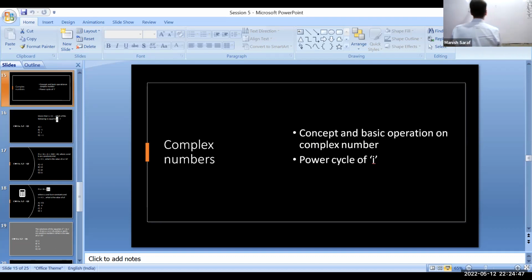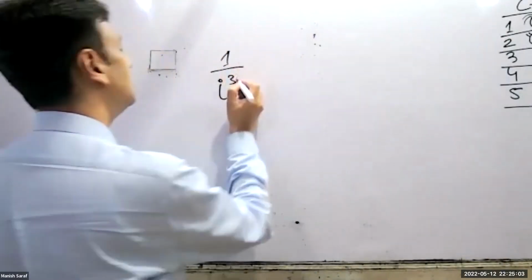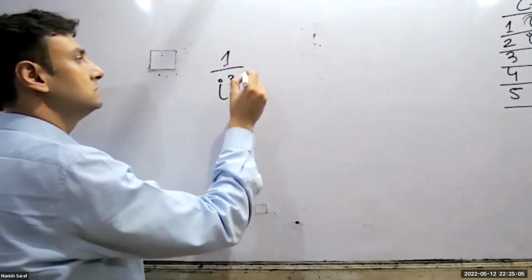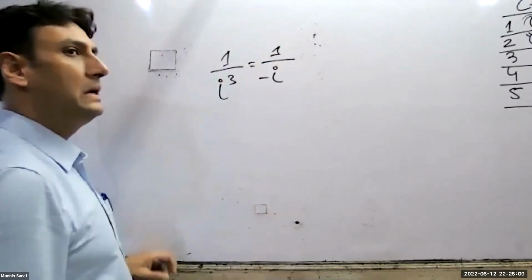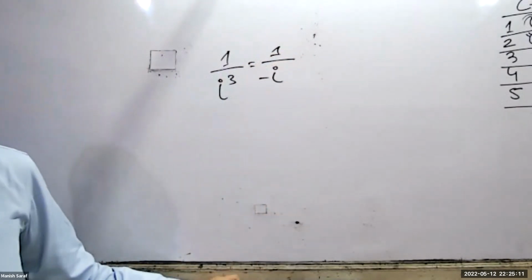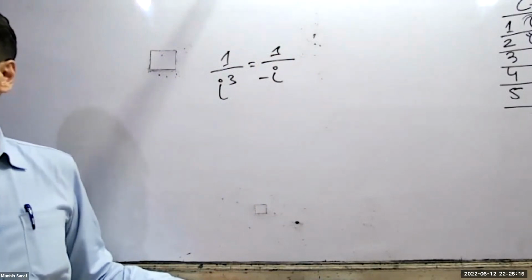I'll solve it here. 1 upon i cube. What should be done? What is the first thing I should do? i cube is given, it means the power. So the value of i cube is minus i. This is nothing but 1 upon minus i. But I just told you that we should not keep i in the denominator. So 1 upon minus i. Okay, now what to do?